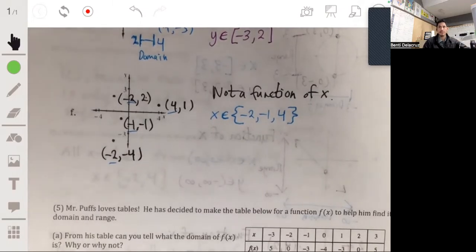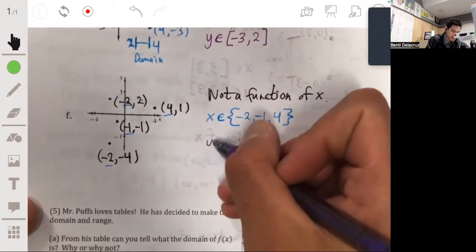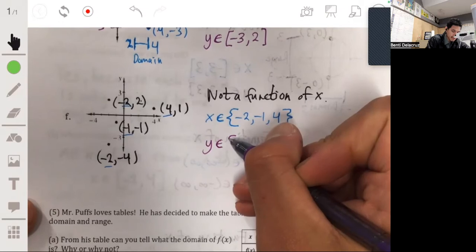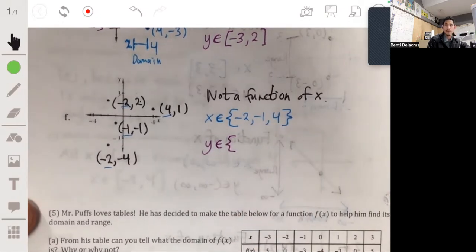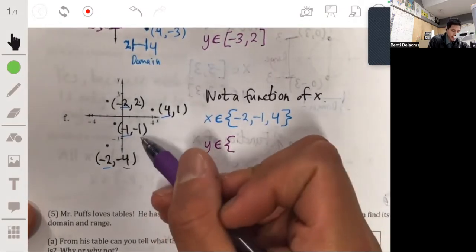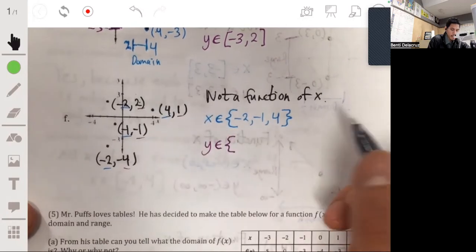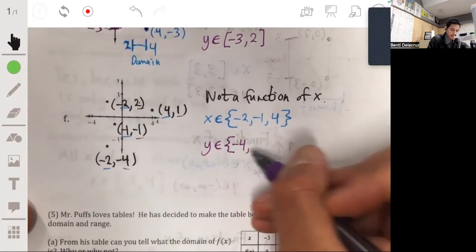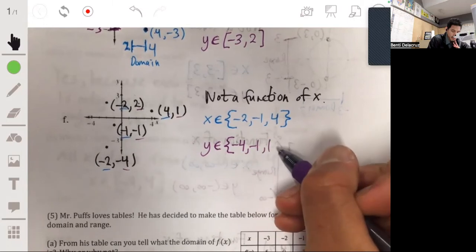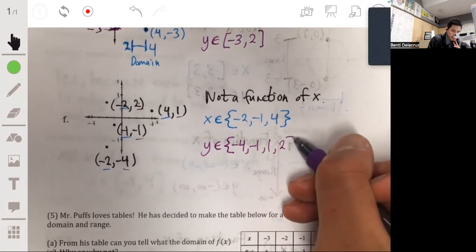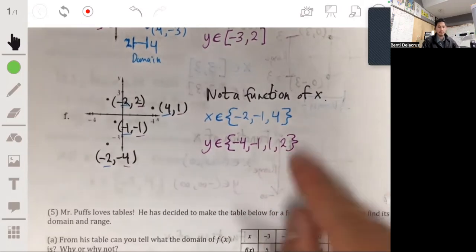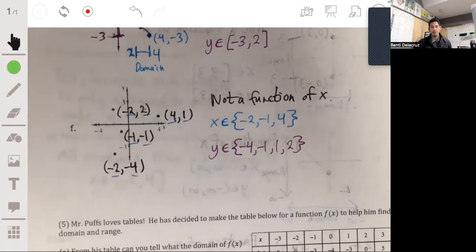And then the range will just be the y values or the y coordinates of those points. And again, we use set notation. So we have y values of -4, -1, 1, and 2. And again, we just write it like a list, -4, comma, -1, comma, 1, comma, 2, close the set with our brace. And there we go. That's our domain and range.